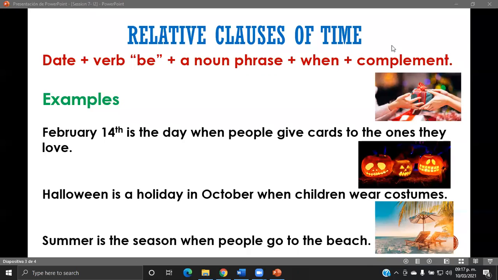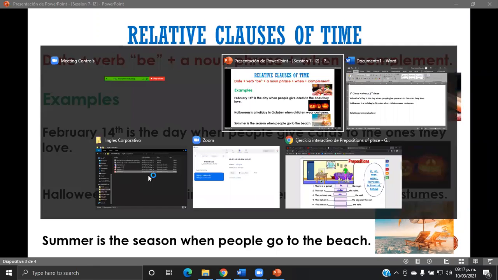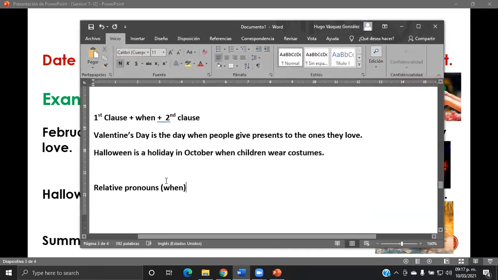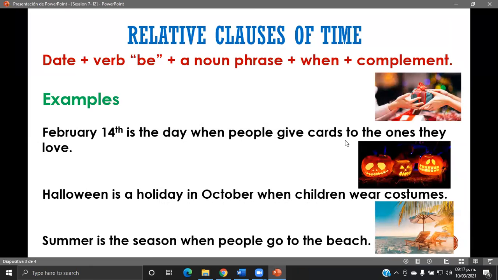Okay, let's continue. Summer, again, summer is the season when people go to the beach. Summer is the date, the verb is, the noun phrase, the season, and when is the relative pronoun, we tend to call them like this, relative pronouns. It's a relative pronoun because we're using when, and then we have a complement. Okay?